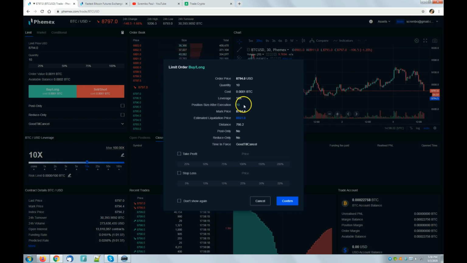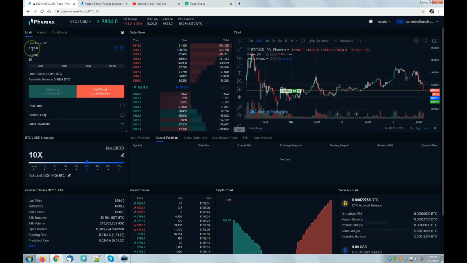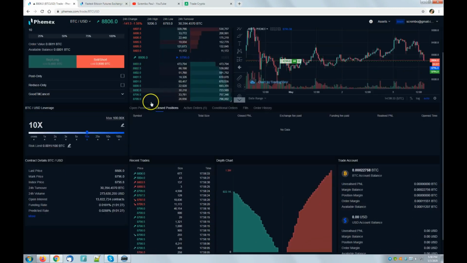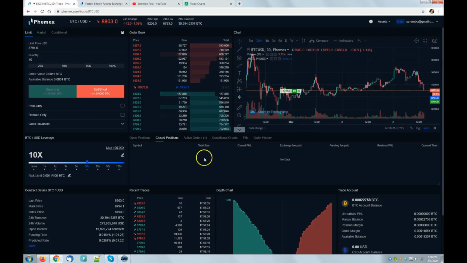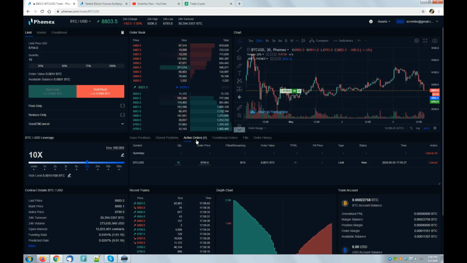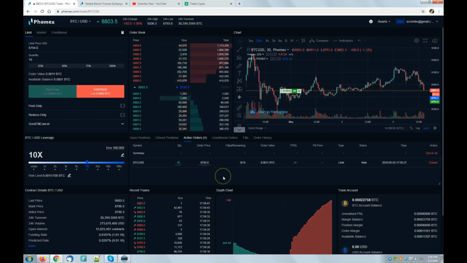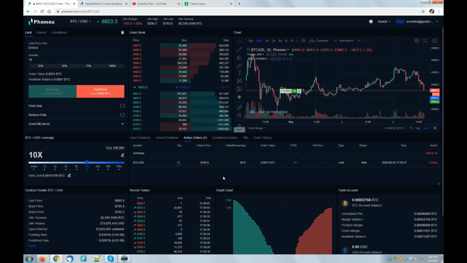What we need to do now is confirm our trade, which is going to appear at 8,794. The problem is that the current market price is a little higher, and this might take a while for us to get this thing opened up. In the meantime, your trade is going to appear in the active orders. When your trade is filled, it's going to appear in the open positions. So until then, you need to wait.